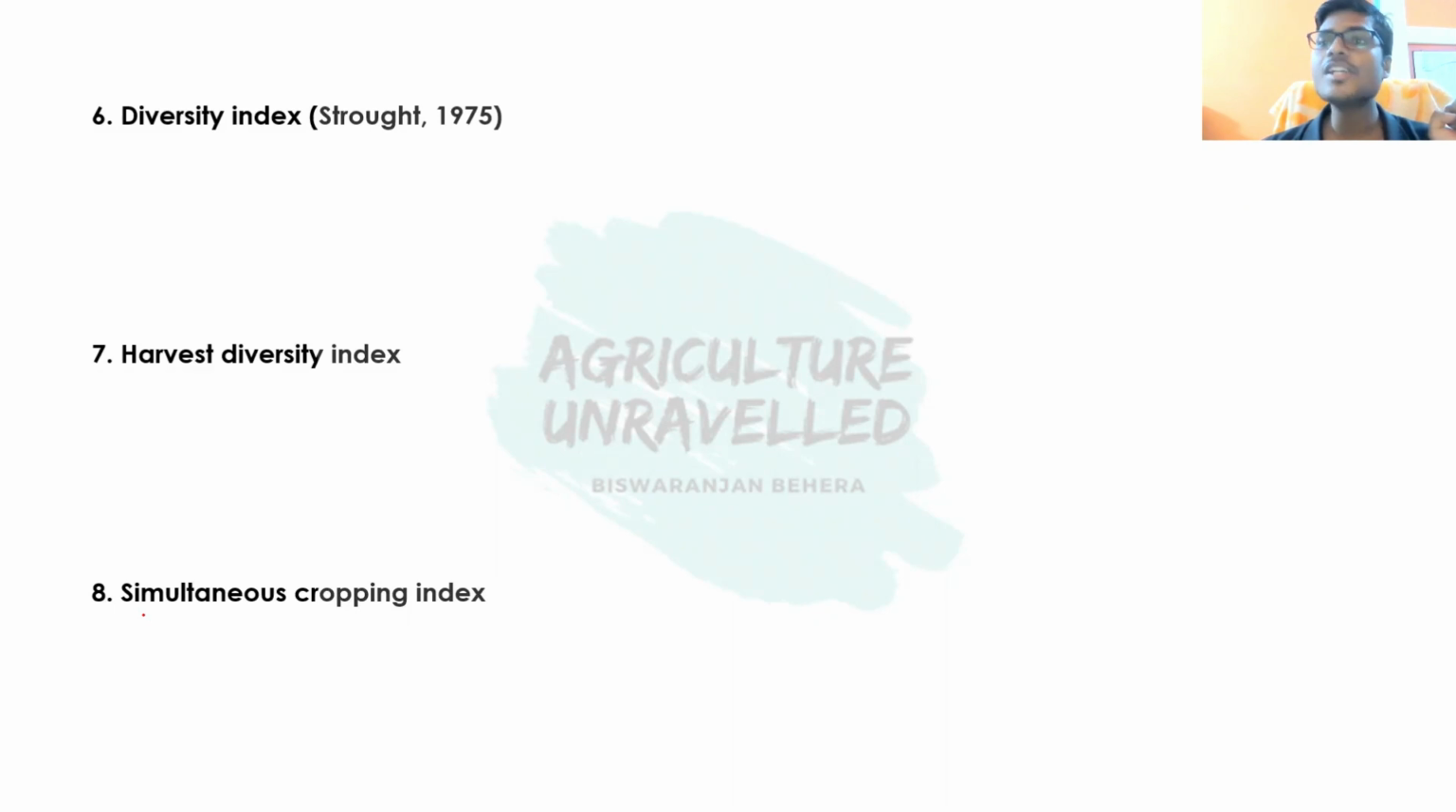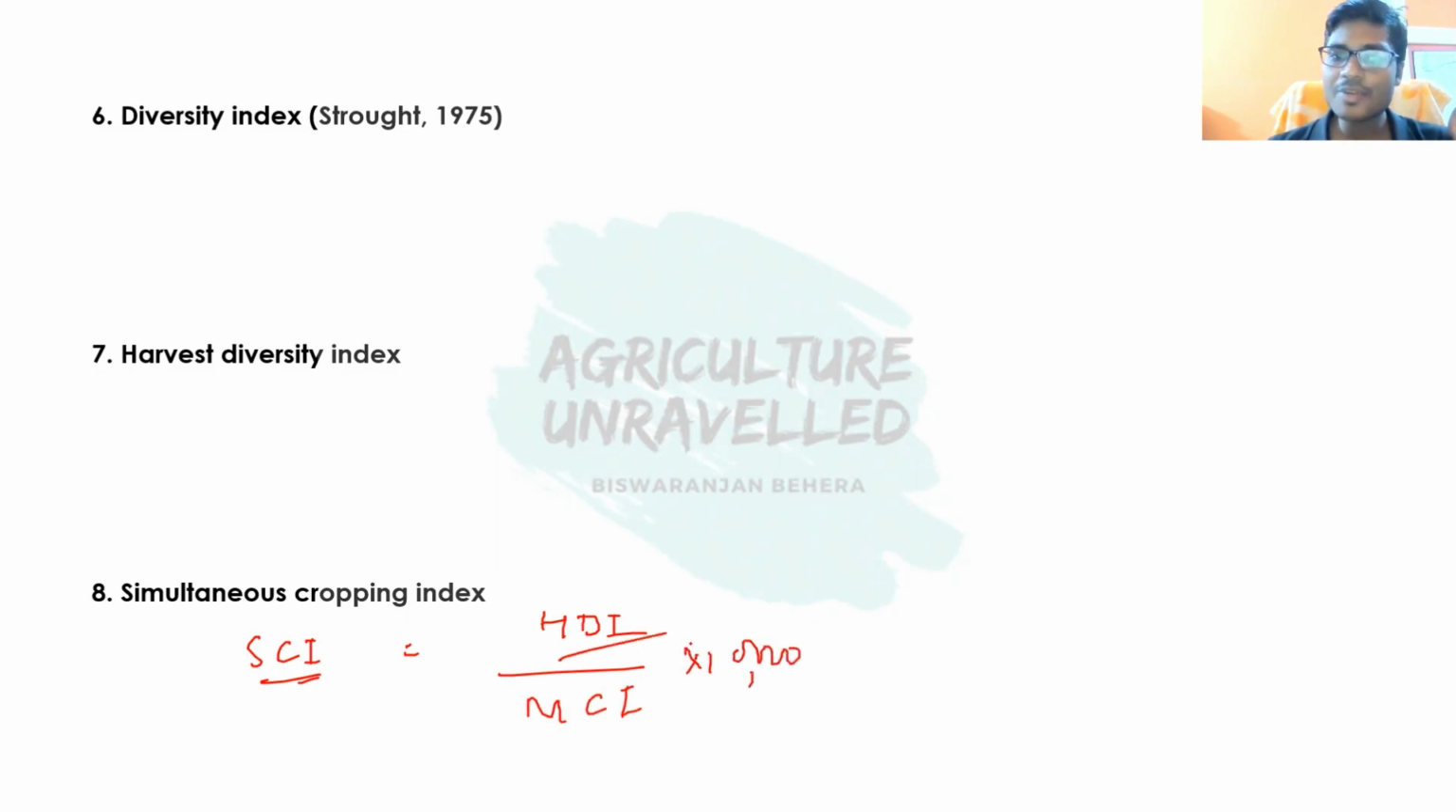Then what is the simultaneous cropping index? This SCI is nothing but the ratio between the harvest diversity index and the multiple cropping index, into 10,000. So what is the harvest diversity index? What is the multiple cropping index? That we have already discussed. All these, the diversity index, harvest diversity index, and simultaneous cropping index, were given by Strout in 1975. I hope this is clear now.